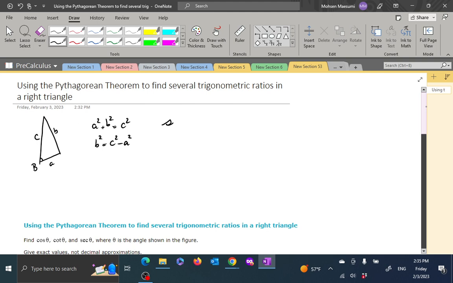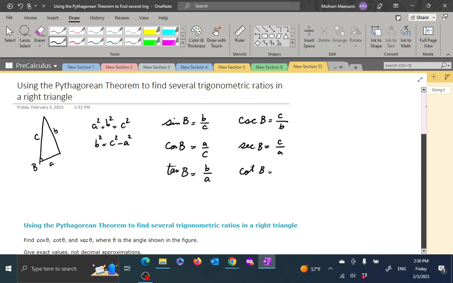We have sine of B. We write these things so many times until they become second nature. Cosine B is A over C, tangent B is of course B over A, opposite over adjacent. The reciprocal of sine, called cosecant of B, is the ratio of hypotenuse to opposite. Secant of B is a ratio of hypotenuse to adjacent, and cotangent of B is a ratio of adjacent to opposite.